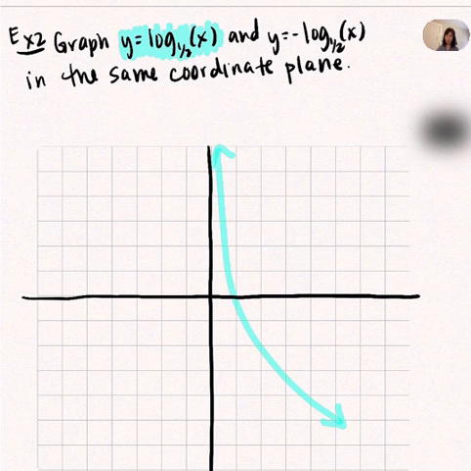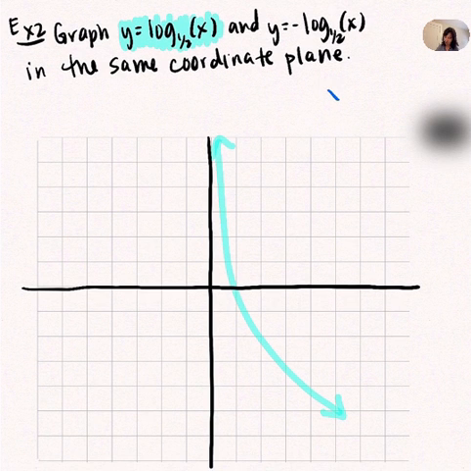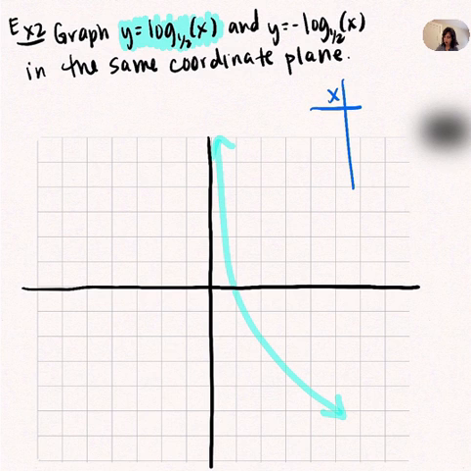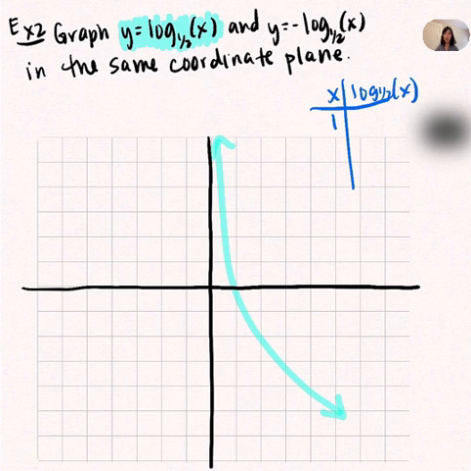Well, what I can do is I can just make a little table so I can think, okay, if I plug in x value, like 1 into log base 1/2 of x, what do I get out? Now you're free to use a calculator to do this, or you can do it by hand. We know that log base anything of 1 is always 0. So we know that 1, 0 is always going to be on our log base a of x graphs.